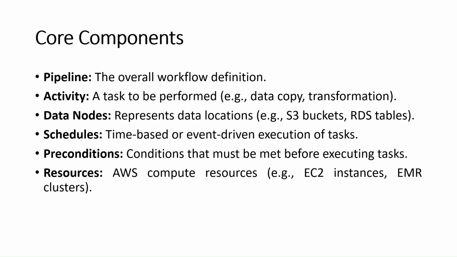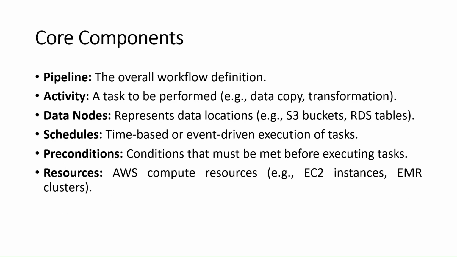And the second thing is activity. A task to be performed, for example a data copy or data transformation. Activities are individual tasks in the pipeline. For example, copying the data from one place to another, converting a file format, or summarizing the data.